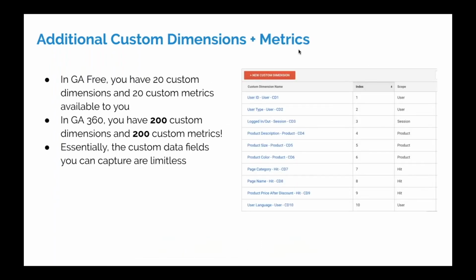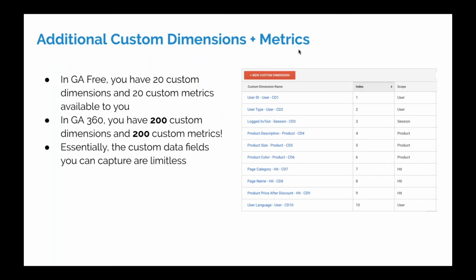So next, we'll talk about another key difference between GA and 360, and that is the number of dimensions and metrics. With the free version, you do have 20 custom dimensions and 20 custom metrics available to you. And being fully transparent, I haven't seen too many clients ever go over 20 custom metrics, but the 20 custom dimensions is where things can get very interesting.